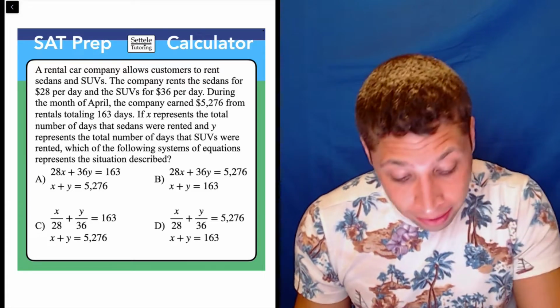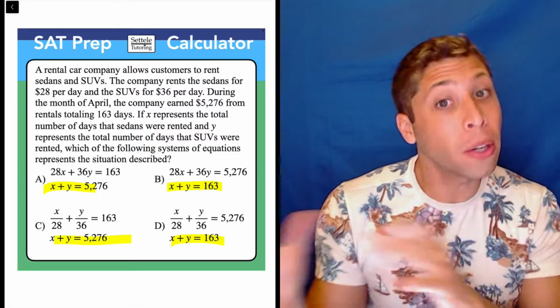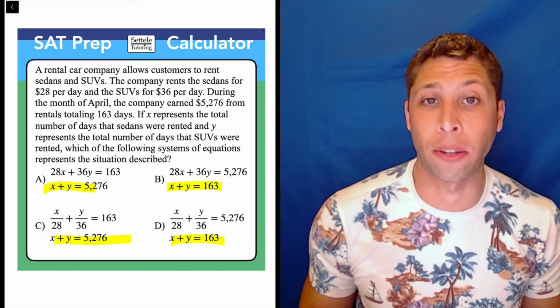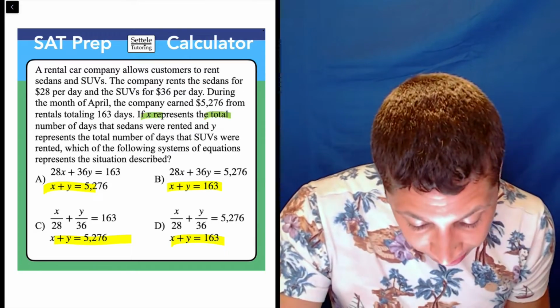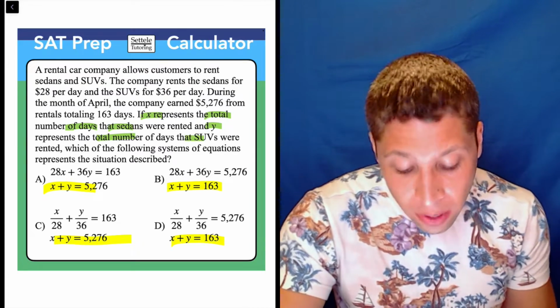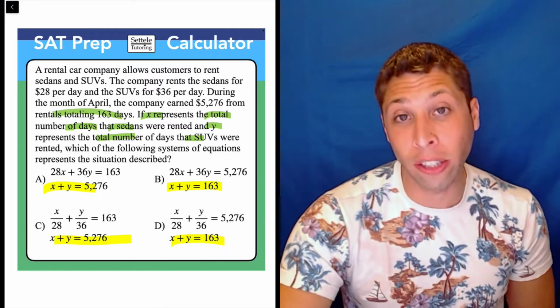The first thing I see is that all of these last equations are kind of simple, but also slightly different, right? Is it equal to 5,276 or is it equal to 163? Well, what do x and y represent? In this case, x is the total number of days of sedans, y is the total days of SUVs. So what are the total days? Well, the totaling to 163 days.